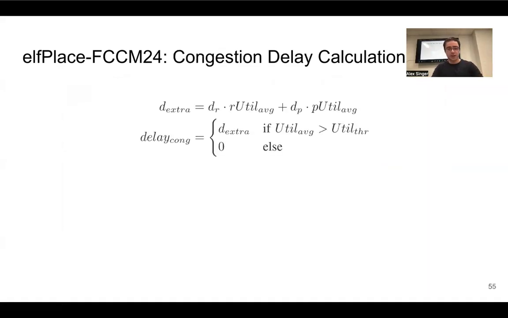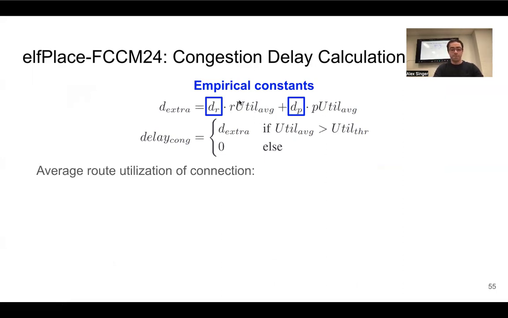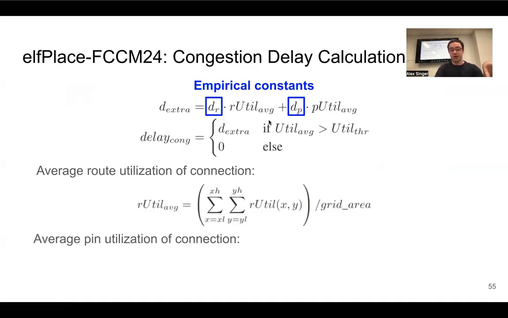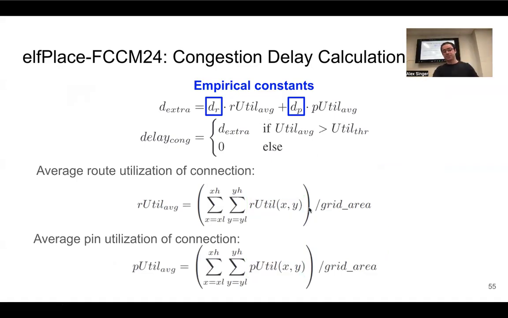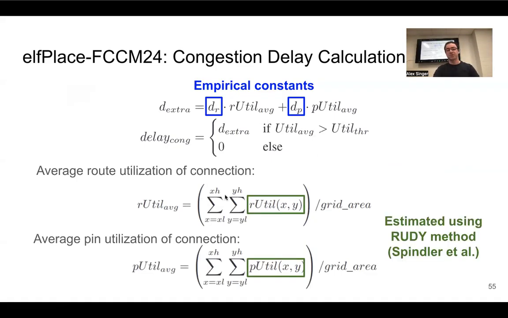The congestion delay is a little bit more complicated, but the idea is that I have these empirical constants to compute basically a weighted sum between the average route utilization of the connection and the average pin utilization of a connection. How to read this is just, I look over a region of tiles, sum up their route utilizations for each tile, and divide by the area that I've summed over. And same thing for the pin utilization. They estimate these two terms using Rudy, which you can read about. I don't want to get too into this, the presentation already got very long.